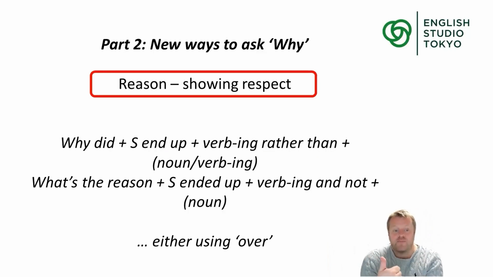So if we say why, we've got to have that auxiliary verb. So that's, in this case, the past. Why did we end up? Why did you end up doing this? Or if we use what's the reason, we don't need the auxiliary verb. So what's the reason you ended up choosing A and not B? And you can use over rather than. I'm not going to focus on that anymore. But the key point about this idea of showing respect is using the verb end up before the main verb tells the listener that we respect their process.